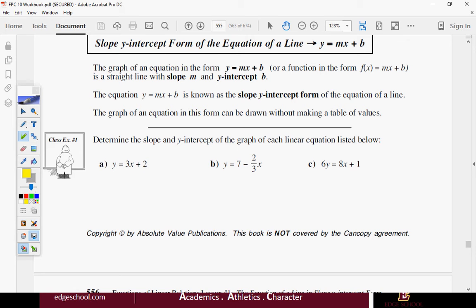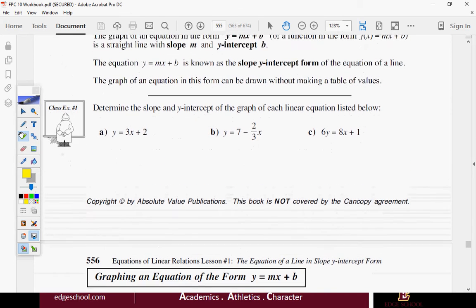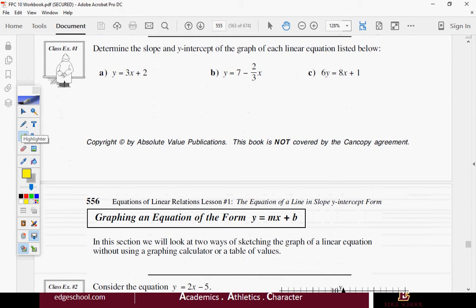Again, I personally like slope-intercept form the best. You can see everything. You can see the slope, you can see the y-intercept. Okay? All right, so let's look at these here. Andy, determine the slope and y-intercept of the equations below. So what's the slope and y-intercept of A?